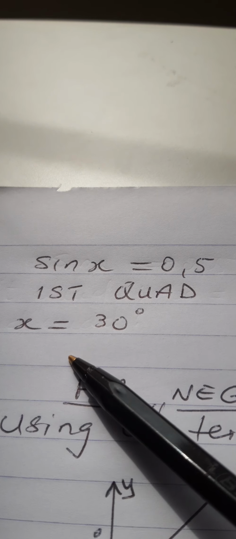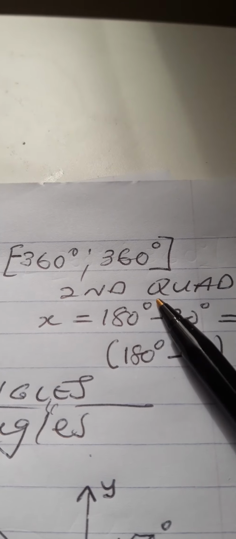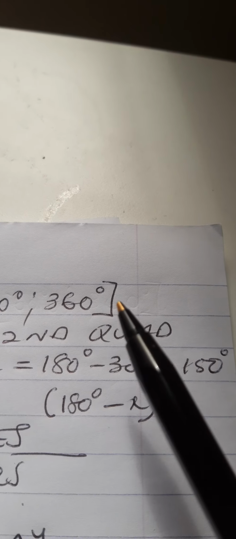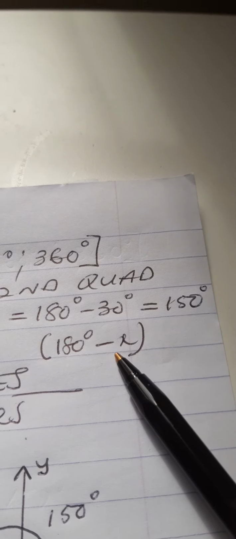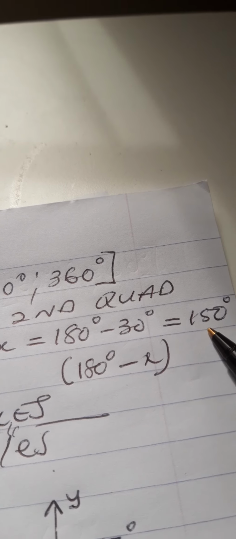The sine of x is equal to 0.5. We look for the inverse of the sine. It's going to give us x is equal to 30 degrees. Now note, this is our first solution. Now we're going to use the first solution to get the second solution. The second solution, we said, is in the second quad. The second quad is 180 degrees minus x. Therefore, it's going to be 180 degrees minus 30 degrees, which is equal to 150 degrees.